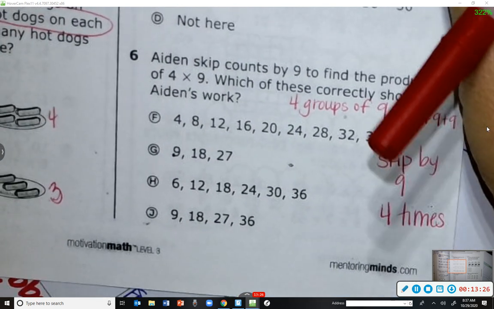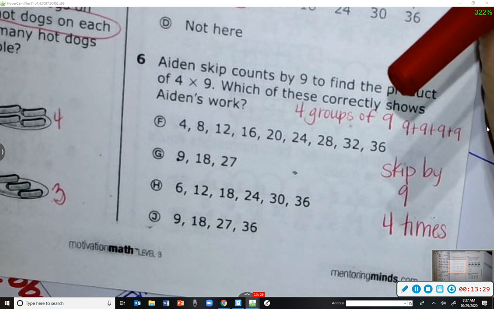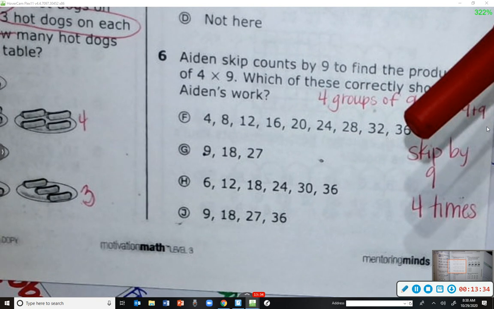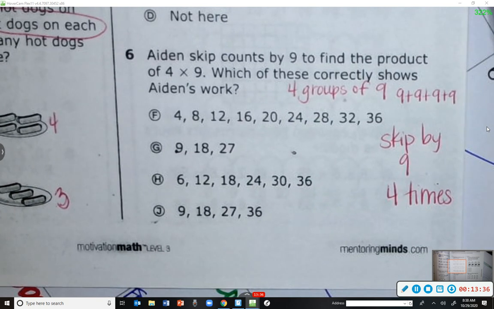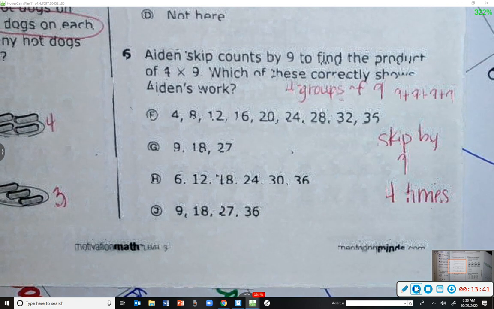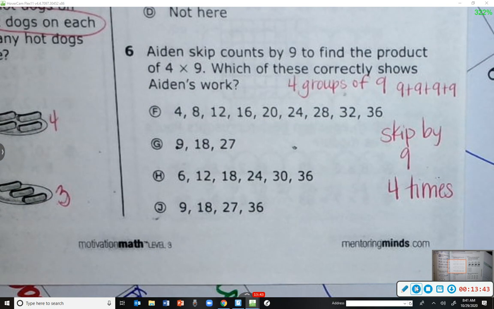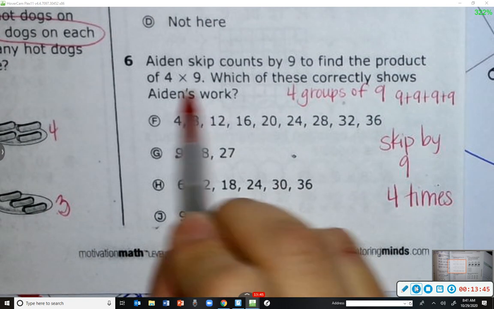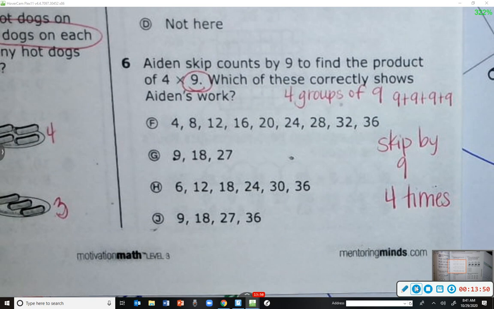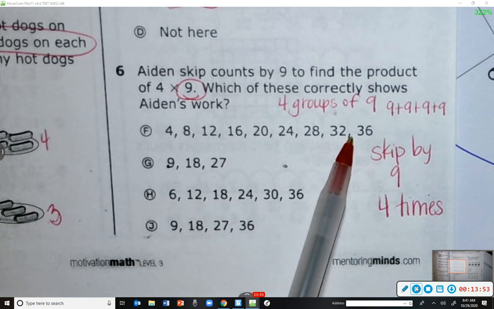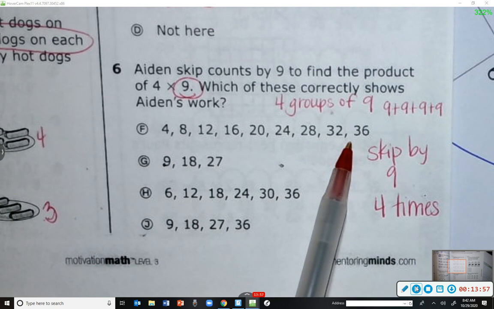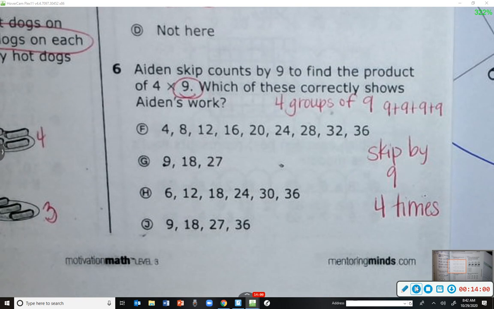So I actually see 2, maybe even 3, that could be my correct answer if I wasn't paying attention, right? Okay, so we're skipping by 9 4 times, okay? So 4 times 9 actually means you're skipping by 9s, okay? So we could have actually picked F if we weren't really paying attention, right? Because it skips by 4 9 times.